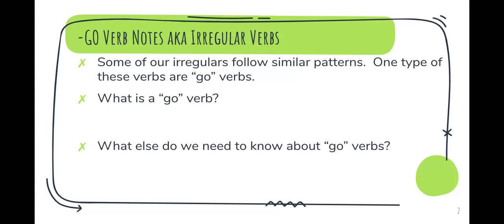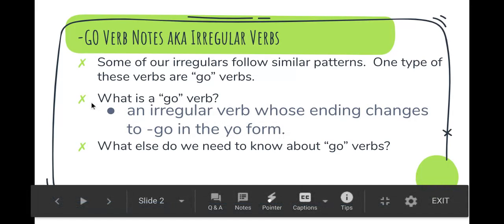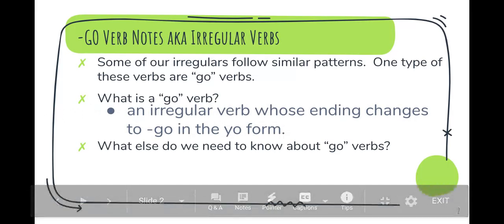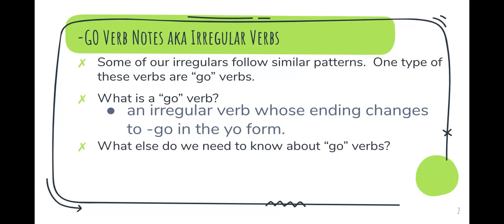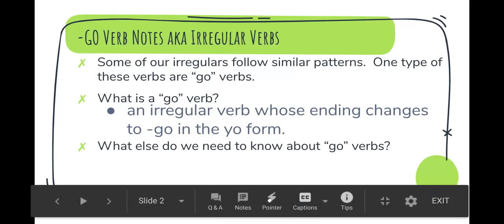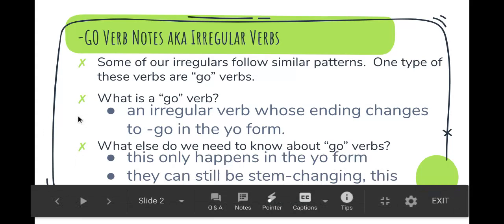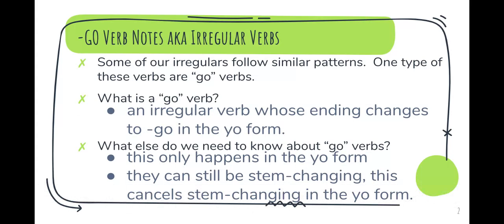So some of our irregulars follow similar patterns. One type of these are called go verbs. And so what is a go verb? It is an irregular verb whose ending changes to go in the yo form. So that ending, instead of just an O, has a go there. What else do you need to know about go verbs? The go only happens in the yo form, and the rest of the verb is regular, but they still can be stem changing, and the go part of the yo form cancels stem changing in the yo form. A lot of these are ones you just have to memorize or have a very handy note sheet with them written down.